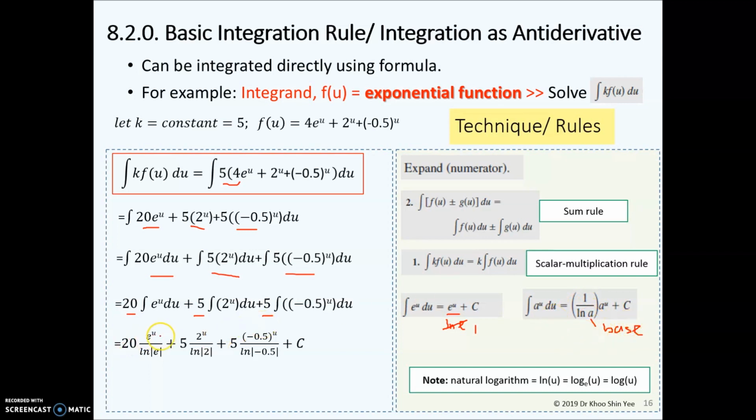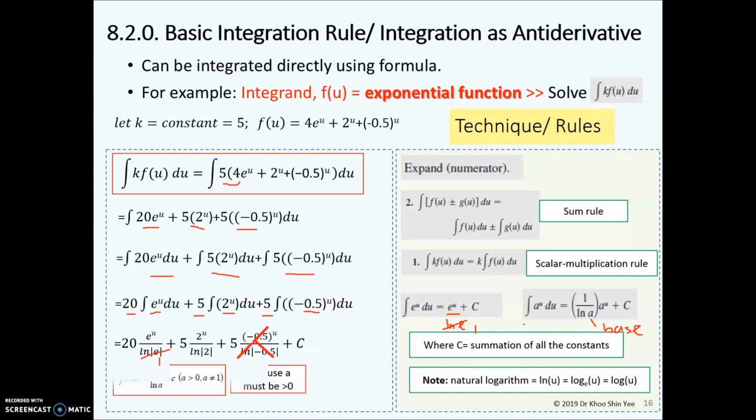So by using the same approach, if you have e^u here, e^u over ln e, you get 1 here. If you have 2^u here, you divide by ln 2, where 2 is the base. However, if you have negative 0.5 here, you cannot do this because based on this formula, your a must be greater than 0. So we cannot do that. And for these two items, we can find the answer by using this formula, but your a should always be greater than 0.